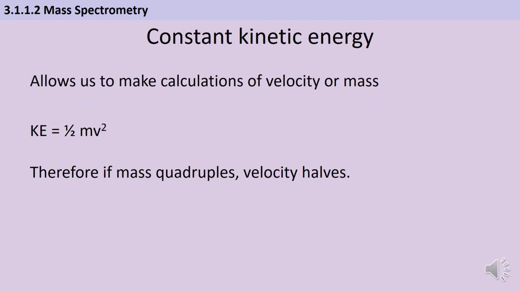Since I've said it's useful to be familiar with the kinetic energy equation, let's have a quick look at it. So kinetic energy is half times mass times velocity squared, where mass is measured in kilograms and velocity is measured in meters per second. So if the mass quadruples, the velocity is going to have to halve. And the reason for that is that if the mass goes up by a factor of 4, velocity squared has to go down by a factor of 4, and therefore velocity goes down by the square root of 4, which is 2. Let's look at an example.